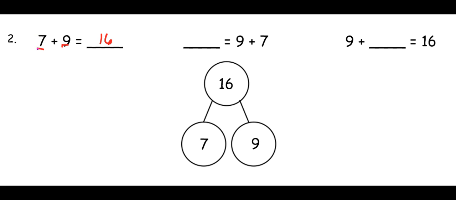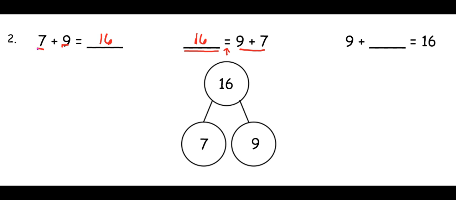In the next question, I have my equal sign. This side needs to balance or be the same thing as this side. Well, 9 plus 7 would be 16 because those are the two parts. That means on this side of the equal sign, I need to put 16. 16 is the same thing as 9 plus 7.